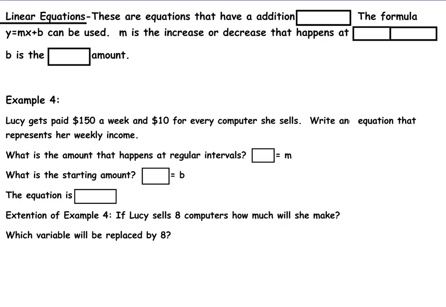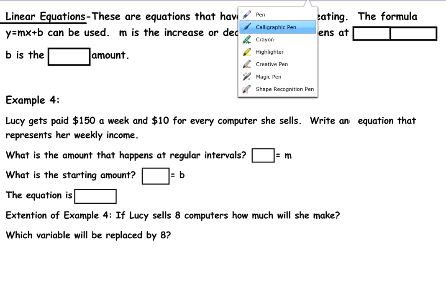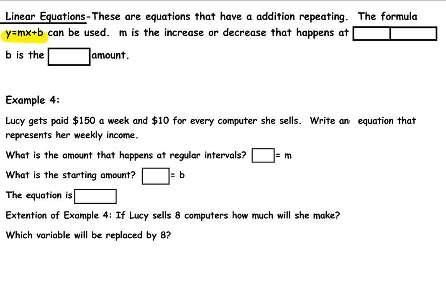All right, so let's look at something. Let's look at linear equations. These are equations that have addition repeating. Okay, the formula y equals mx plus b can be used. I want y'all to pay attention to this formula because this is a linear equation formula. It's very handy. We're going to see it a lot over the next couple of months. M, the variable m, is the increase or decrease that happens at regular intervals, and b is the starting amount.